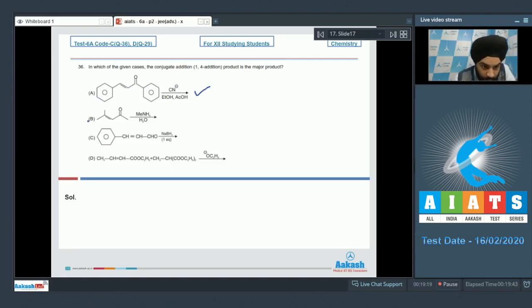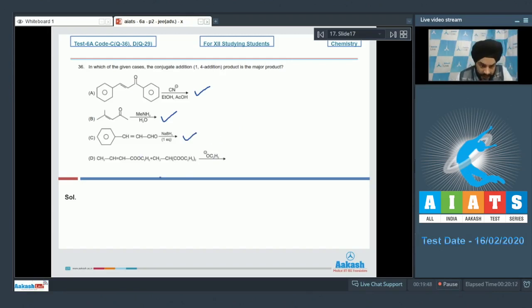If we talk about the second option now, MeNH2 is a soft base. It is also going to attack the soft acid center, which is the carbon atom over here. So this is also going to give us a 1,4 addition product. If we talk about option C now, this is also a cinnamic system. In cinnamic system, the percentage of 1,4 addition product is very high. So this is also a correct option, students. It is also going to lead to the formation of a 1,4 conjugate addition product as the major product.